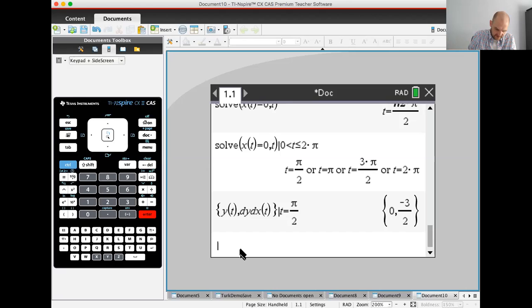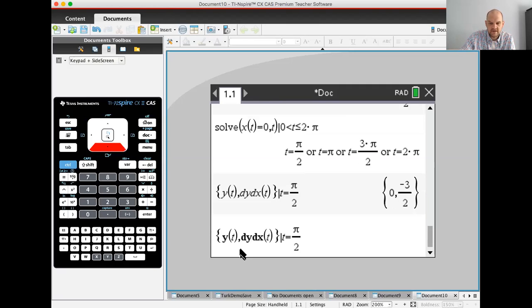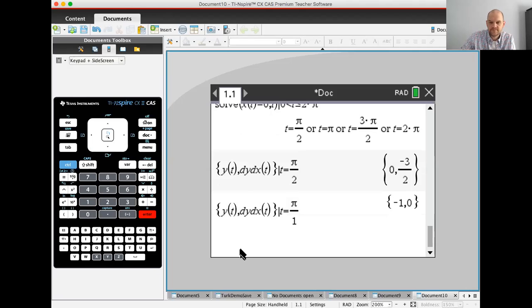Maybe if I wrote that, it would help. X of t equals 0. So x is equal to 0. All right, at t equals pi, just change this up to a pi. I'll just change this to a 1. Negative 1, 0. So the slope is 0, which means it's just the y value is negative 1. Y equals negative 1.